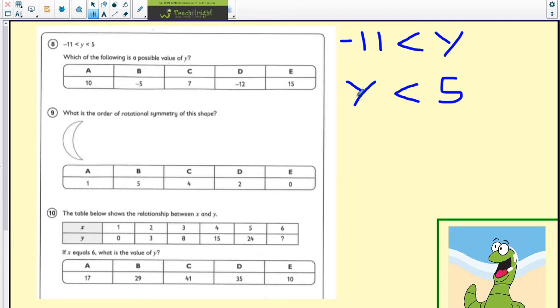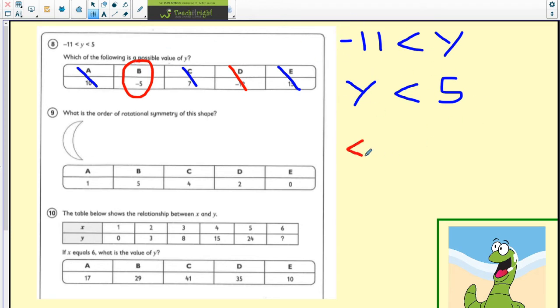So if I read it again, y is less than 5. So nope, nope, nope. And then -11 has to be less than y. Well, 12 is too small, which means my final answer has to be B. And I've split it up into two bits, two phrases, and I said them to myself.